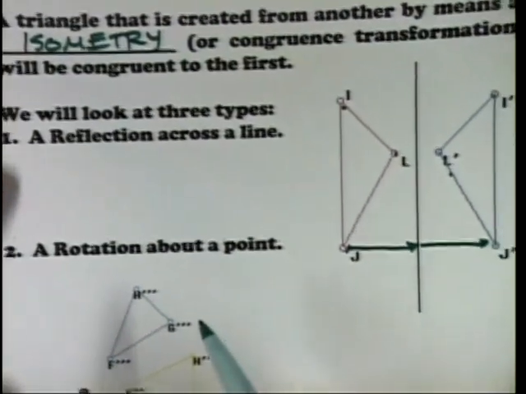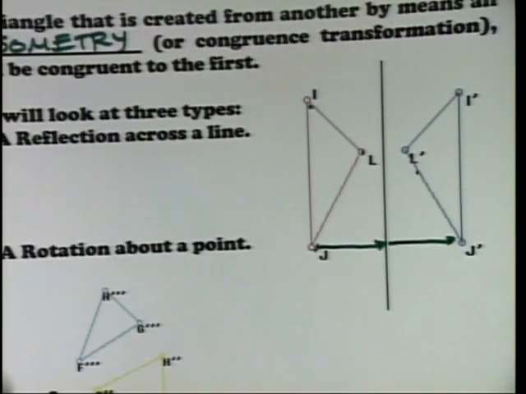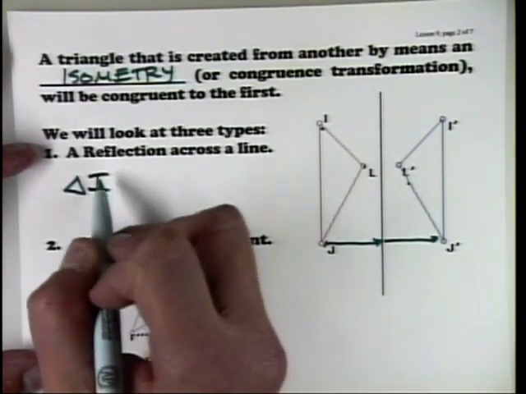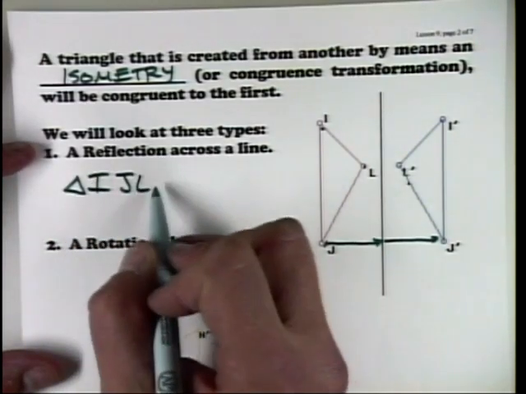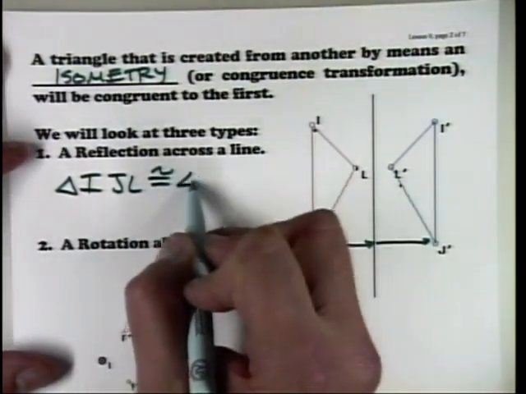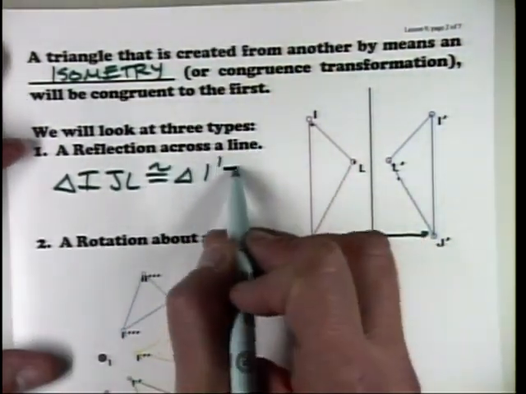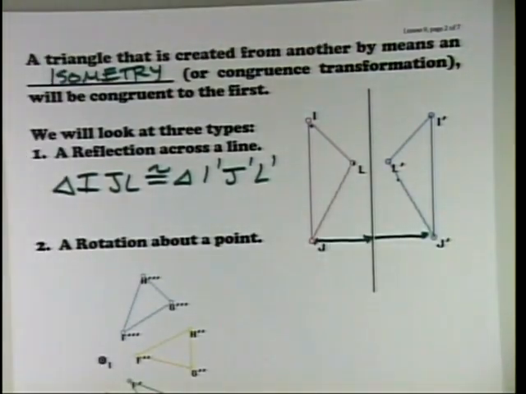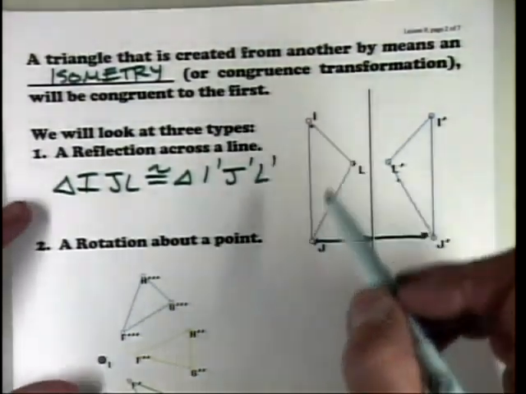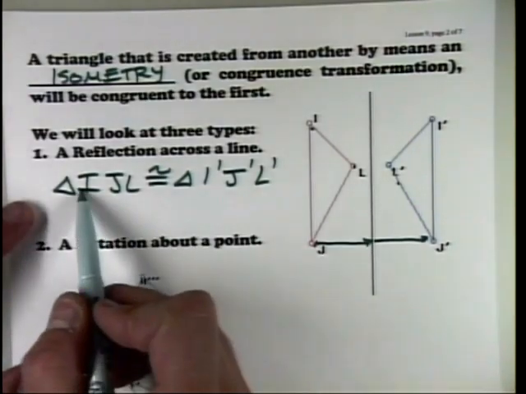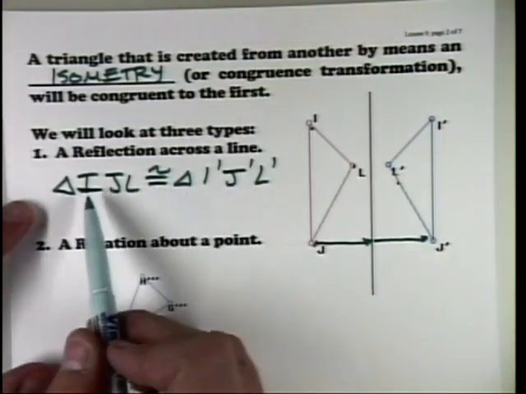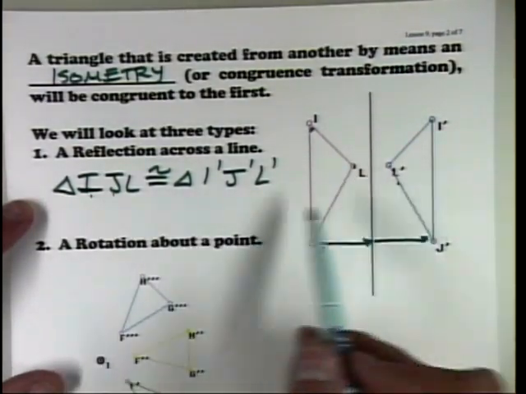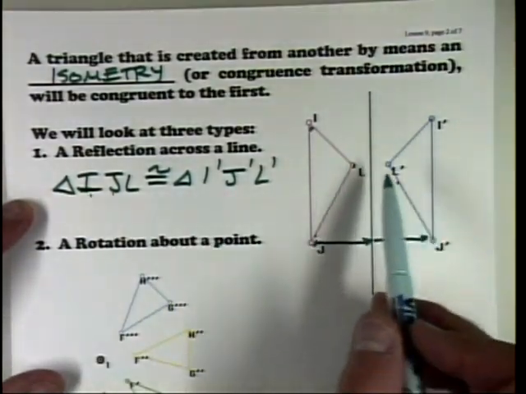But anytime we have a reflection across any line, we can say that the two triangles are congruent. So we could say that triangle IJL is congruent to triangle I prime J prime L prime. So remember how we name triangles. We name them with the three vertices of the three angles. Now notice also in here that I'm calling the original triangle IJL, I, J, and L, and it's congruent to I prime, J prime, L prime.